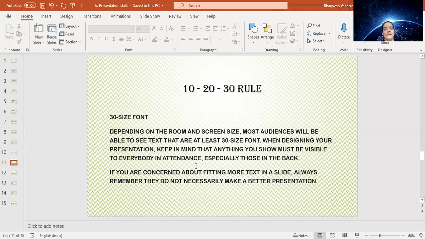When designing your presentation, keep in mind that anything you show must be visible and it should be very elegant to read also. If you're concerned about fitting more text in one slide, always remember that more text does not necessarily make a better presentation. As I have said, no paragraphs. They should be only important points to be mentioned. So this was all about your 10, 20, 30 rule.